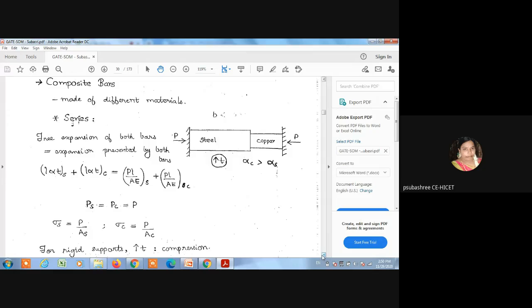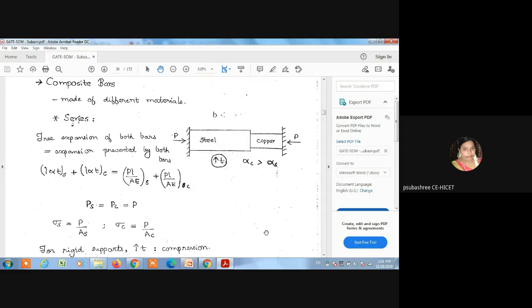Composite steel bars. You have already studied composite bars in the mechanics of solids subject. A composite bar is made of different materials, for example RCC, reinforced cement concrete. What materials are included in RCC? Concrete plus steel. Two different materials acting as a combined unit are called a composite bar.